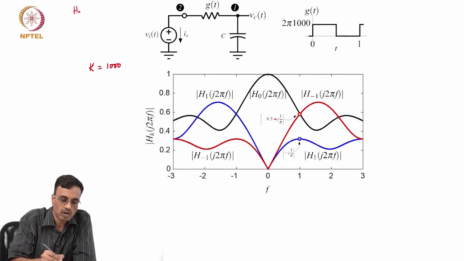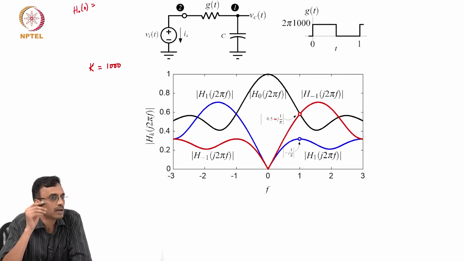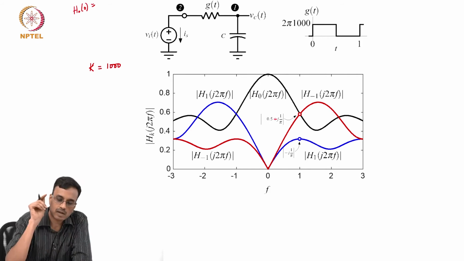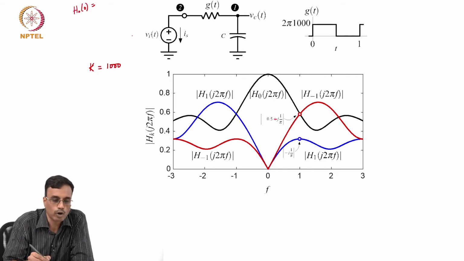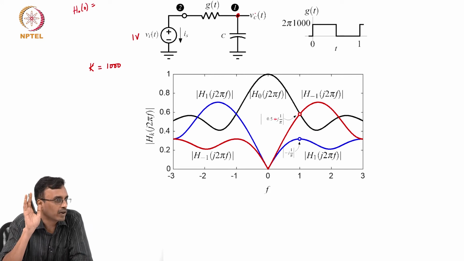All right. So for DC, what should you expect for H0 of 0? What does it mean? What does H0 of 0 mean? So what do you apply and what do you measure? We apply a 1 volt DC, right? And you get some waveform here, correct? And what should you measure in that waveform? The DC component of that waveform, right?